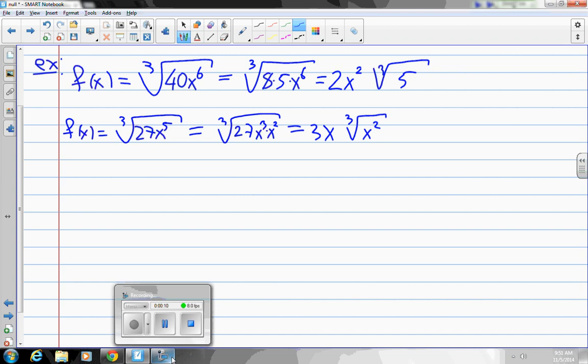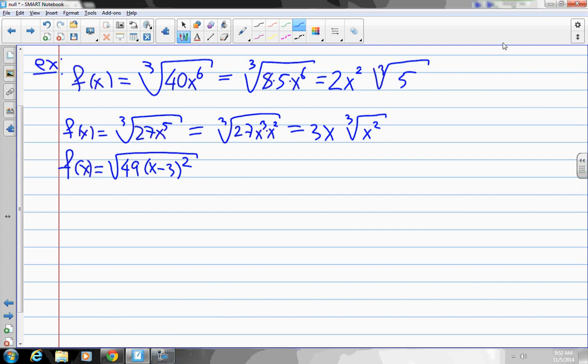Okay, how about this one? Now again, we're dealing with functions, so any value of x is possible. So square root of 49 times x minus 3 squared. Because think about the domain of this function. Remember, when we talked about the square root, this is a square root now. The radicand cannot be negative, right? Because if you take a square root of a negative number, it's not a real number. So we played with domains of square root functions on Monday, and we were just setting the radicand greater than or equal to 0, and solving for x.